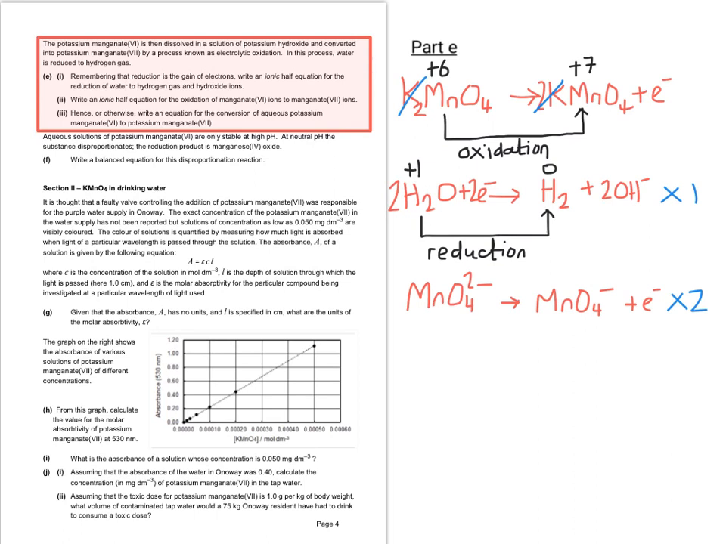So therefore, what we need to do is to balance the equation accordingly so we can actually cancel out the electrons. So what we do is we double up everything on the oxidation, so 2 lots of MnO4 2-, 2 lots of MnO4-, and 2 electrons. So therefore the 2 electrons can cancel each other out now.